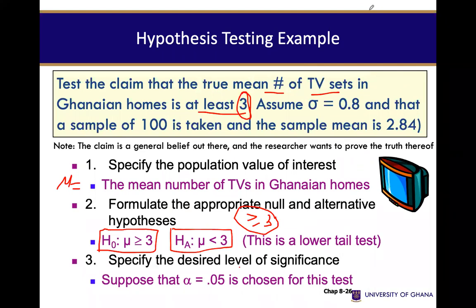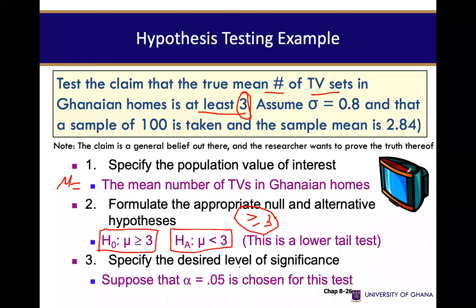Is the population standard deviation known or unknown? Emmanuel, is the population standard deviation known or unknown? I think it's 0.8. Yeah, is it known or unknown?